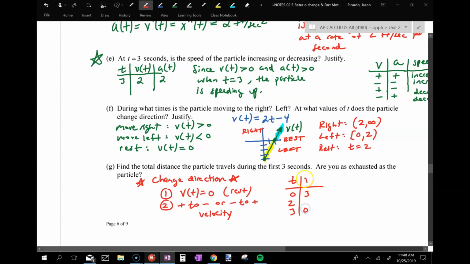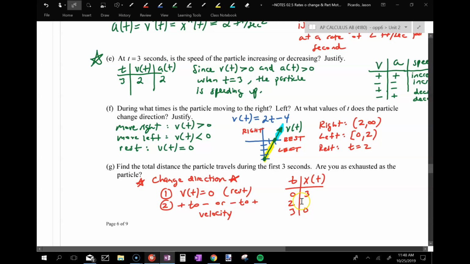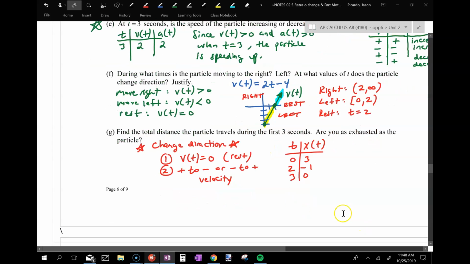All right, so these were where I began and where I ended. And where was I when I changed direction? Well, plug 2 in. And when I plug 2 in, what do I get? I get -1. So what happened? I moved left from 0 to 2. So I went from 3 to -1.